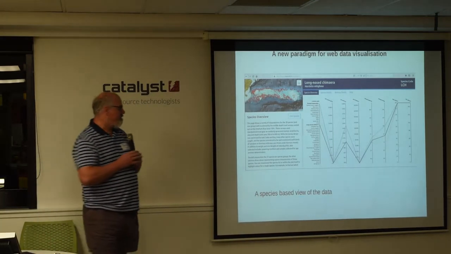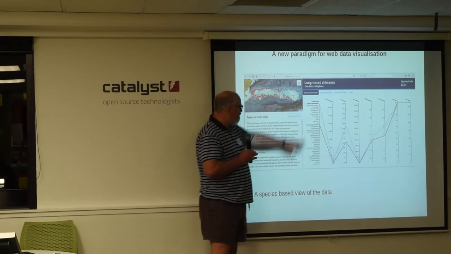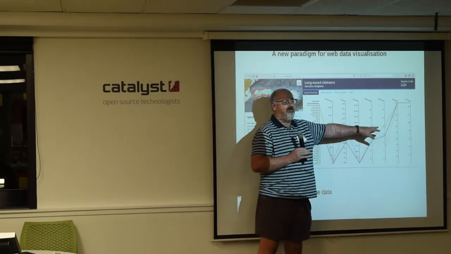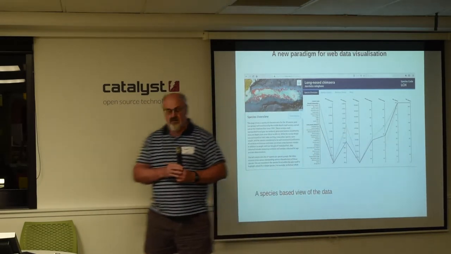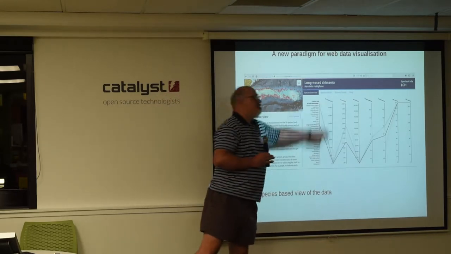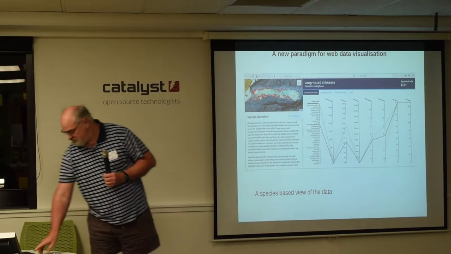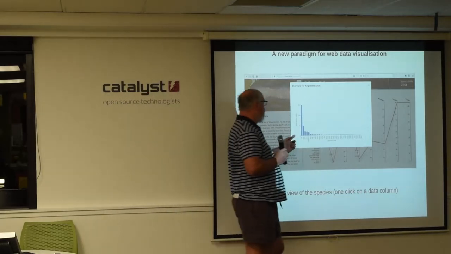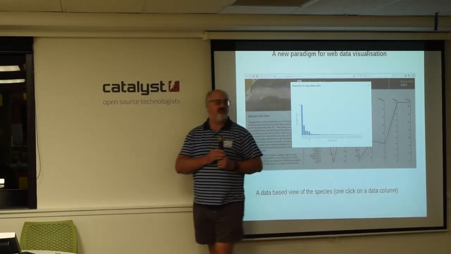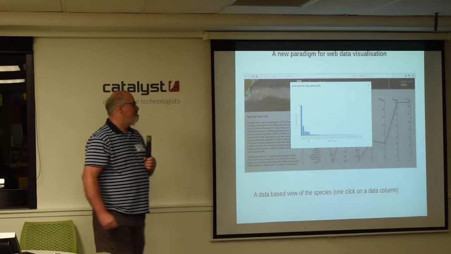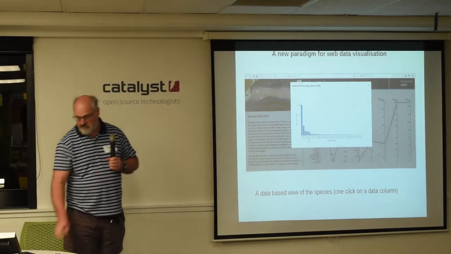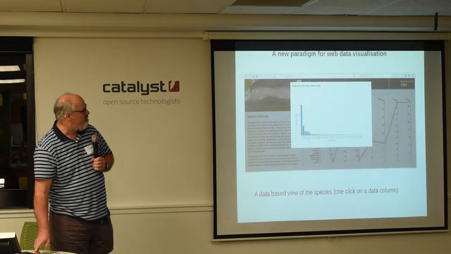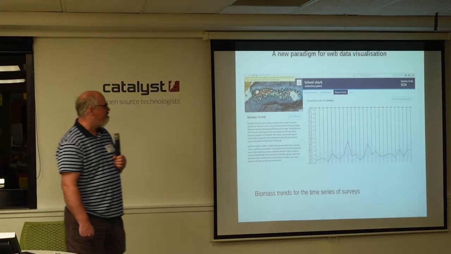So essentially what you have there is you're looking at the species and looking at the data pertaining to the species. What happens if you click on one of the data columns? You get a data-driven view of the species. And again, it's just there. It's very quick, very simple, and one web page.